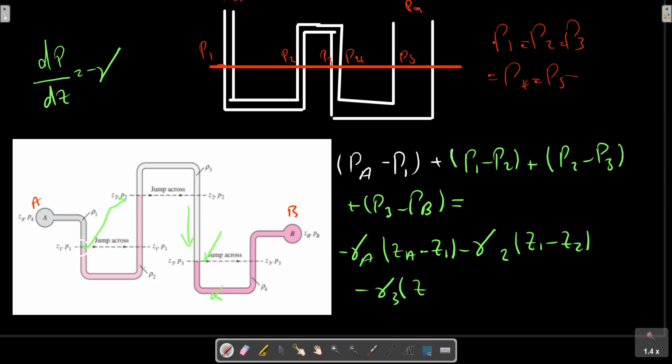We always go in the same direction with P or Z. Z3 minus ZB. So we have a relation to calculate the desired pressure, for example, gauge pressure at any point in this manometer. The intermediate pressures P1, P2 and P3 can be cancelled during the calculation. It looks complicated, but really it is merely sequential. One starts at A, goes down to 1 and so on to reach point B as we described before.